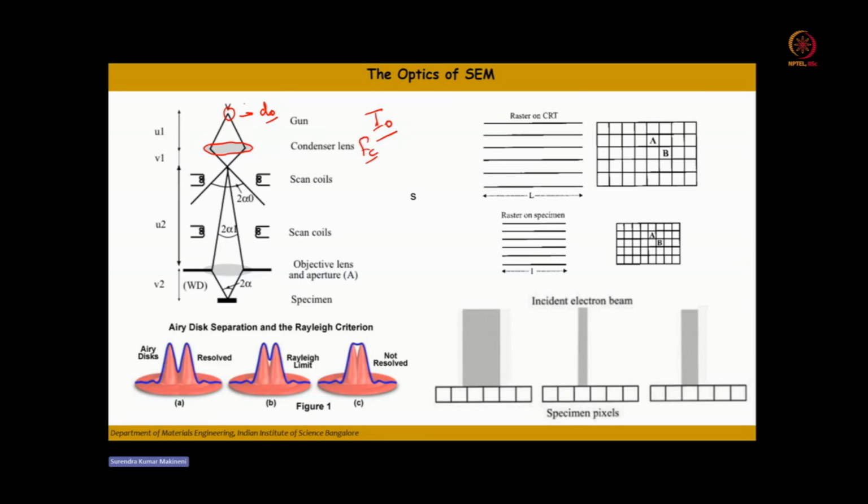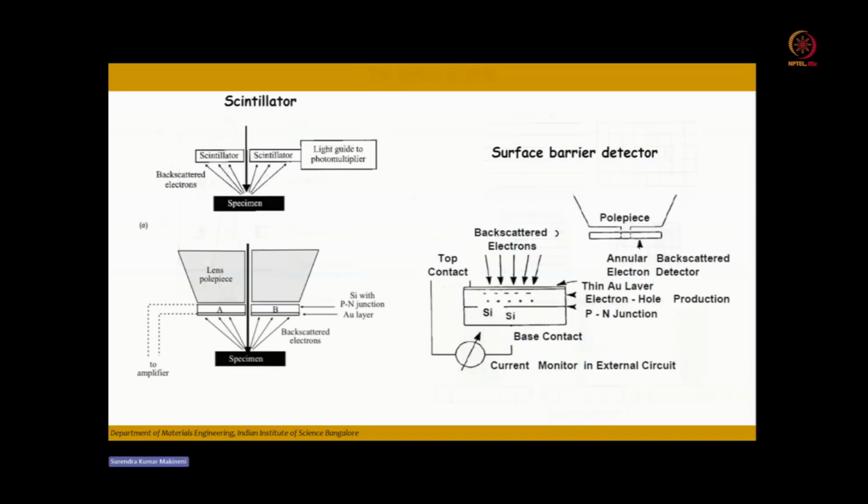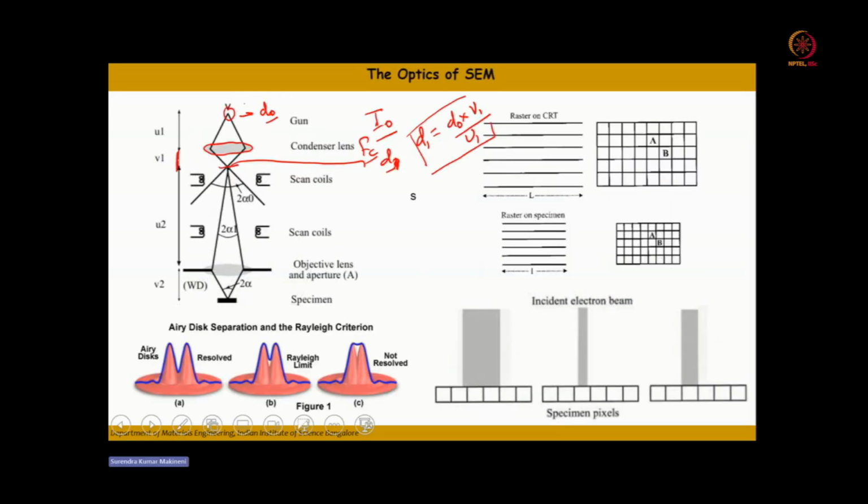Depending upon the focus strength, it will demagnify the image of the filament at position V1 from the condenser lens, and assume that this particular dia is D1. Then D1 can be written as D0 into V1 divided by U1. Here the V1 can be given by the thin lens equation.